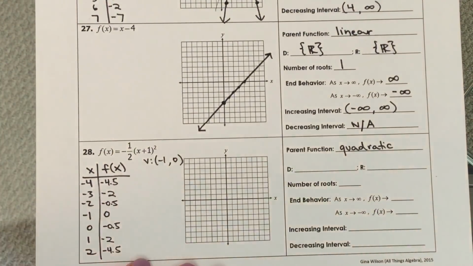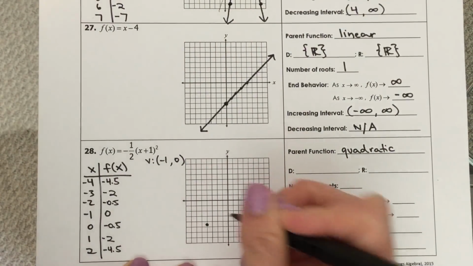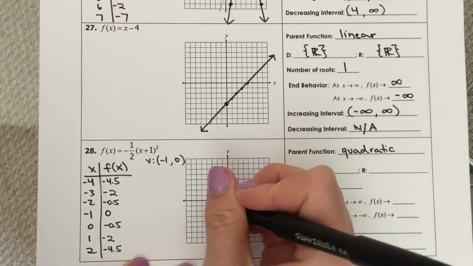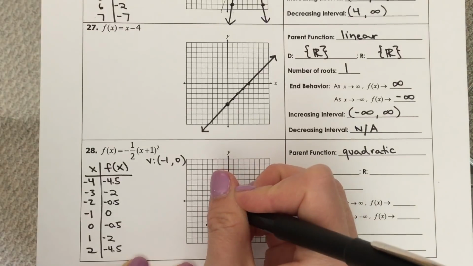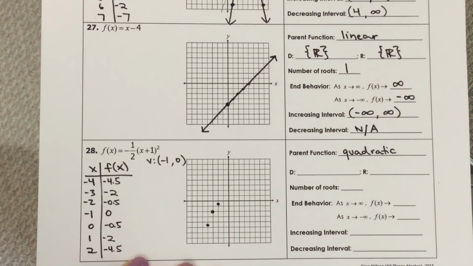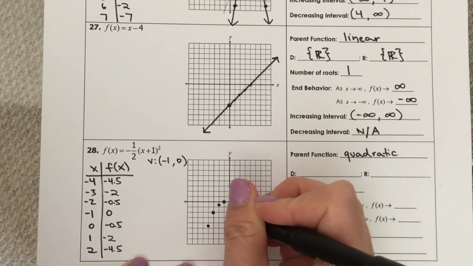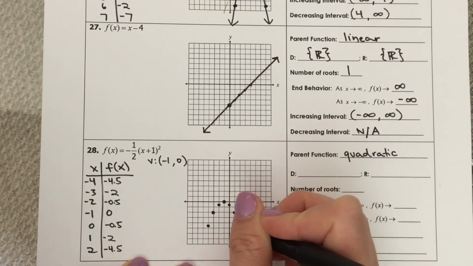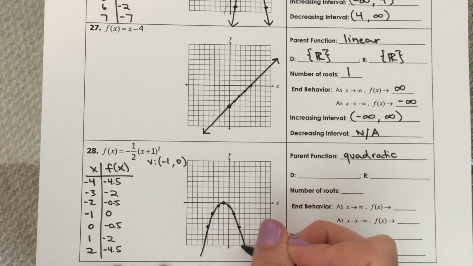All right, 7 values to plot. So -4 goes down to -4.5. -3 is at -2. -2 is at -0.5, so just halfway down there. -1 is at 0, and then we show our symmetry like that. Okay, so that would be our parabola.